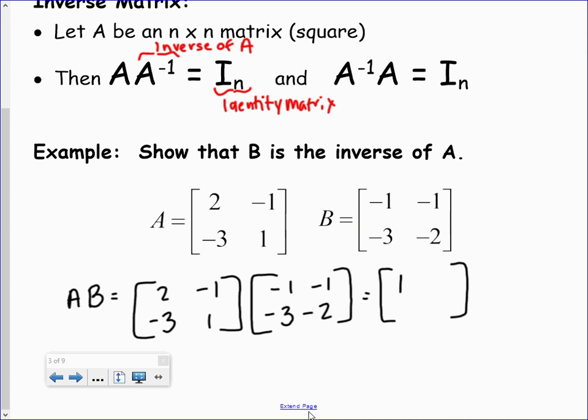Take the first row, 2, -1, multiply it by the second column, -1, -2. 2 times -1 is -2. -1 times -2 is +2. 0. You see how that's working out?